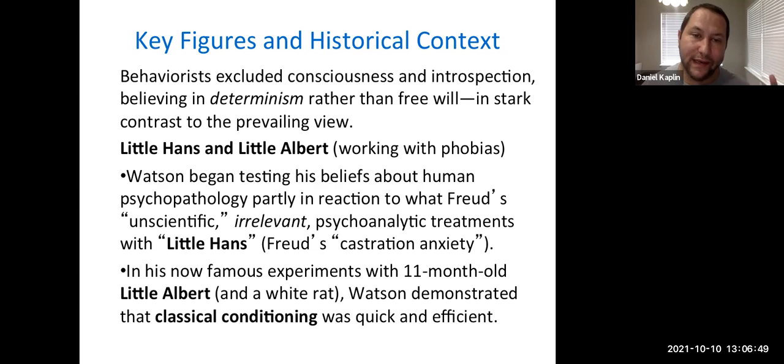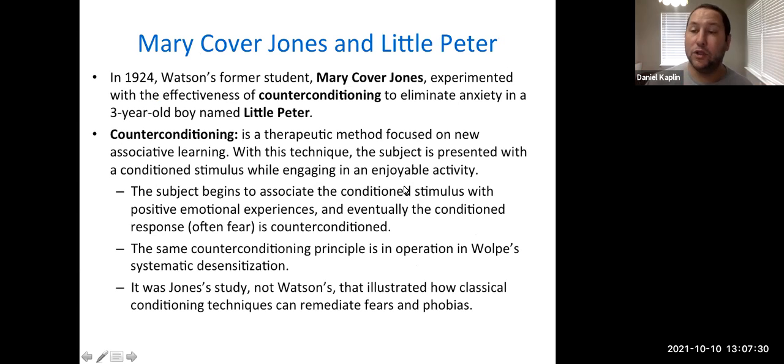So what did Watson do? Well, Watson had iron crowbars that he would bang together right before exposing little Albert to the white rat. And through this repeated association between a loud noise, which naturally elicits fear, and a white rat, he learned to pair these two together and develop a fear for the white rat. And this study is controversial.